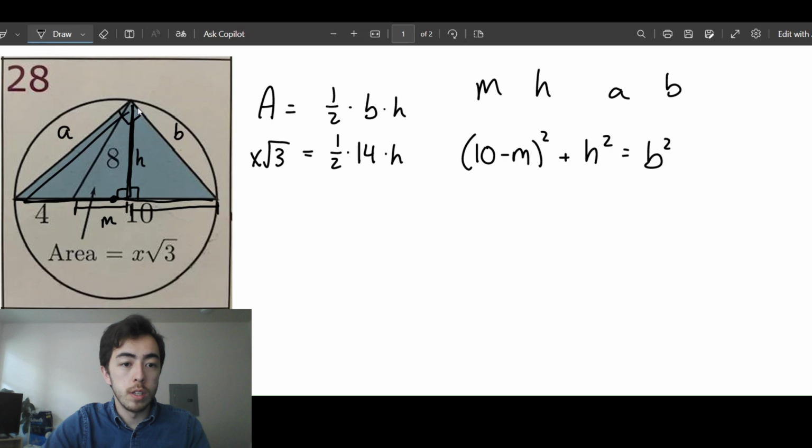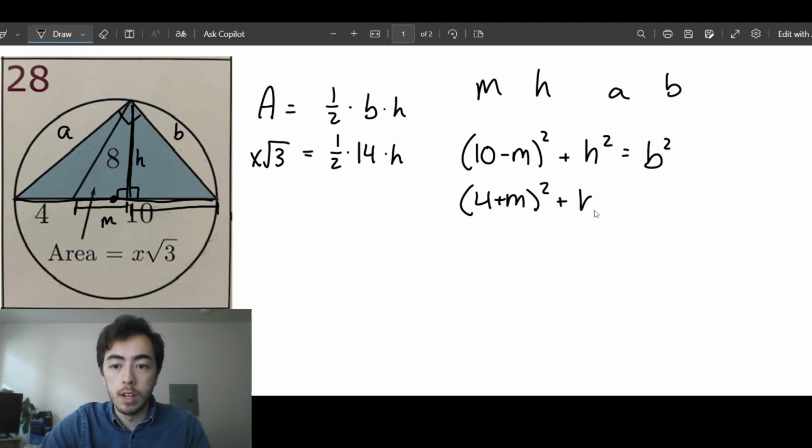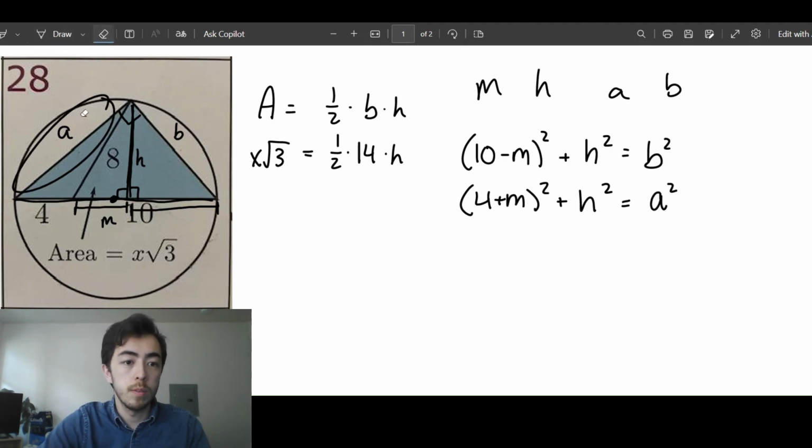Let's do maybe this triangle over on the left side of the diagram. Looks like my base is going to be 4 plus m. Square that because of the Pythagorean theorem. H squared is going to be like the other side, and then both of those added together will be a squared. A right here is my hypotenuse.